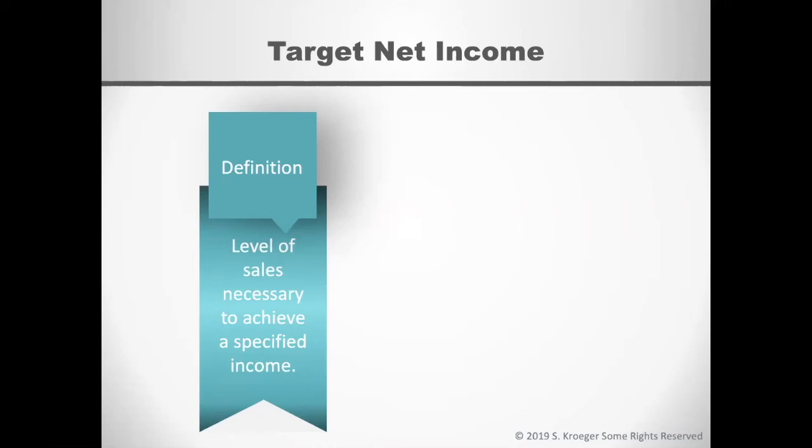For example, I want to make $1 million this year in net income. What do my sales need to be to achieve that? Or how many units do I need to sell to achieve that?